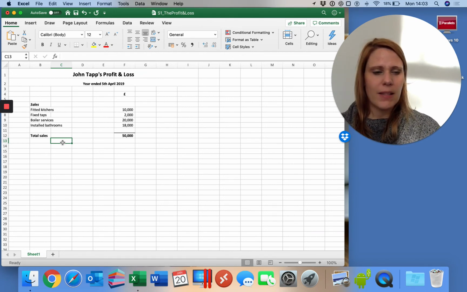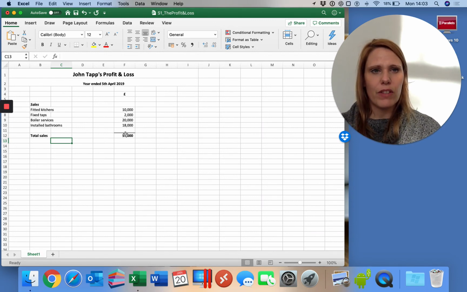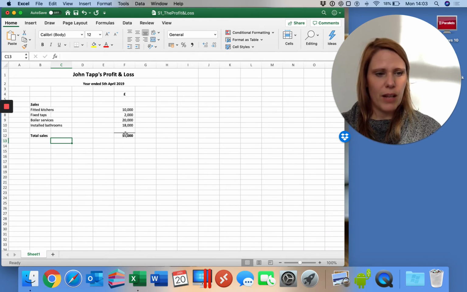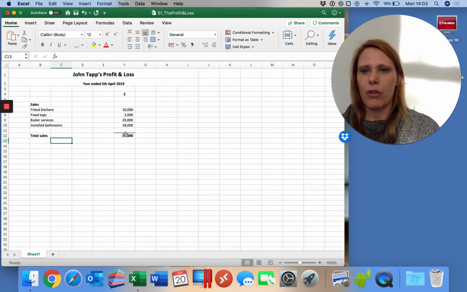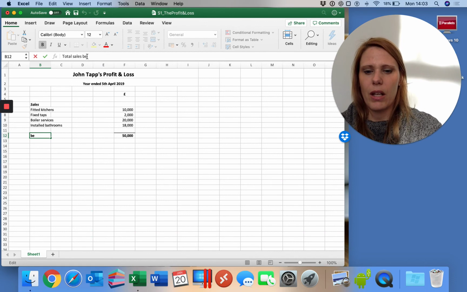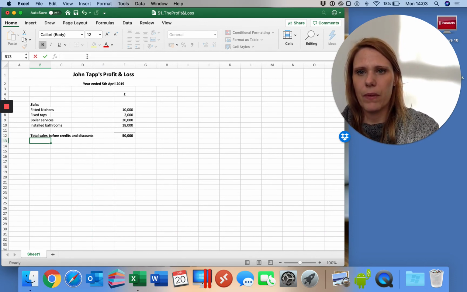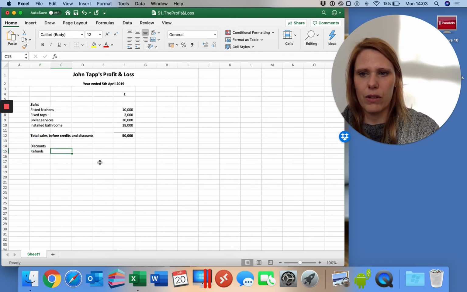So it's important to remember that the total sales that we've got here are the gross sales, so they're before we've deducted anything. Discounts are really important to show in your sales, and also if you've had any credit notes where you've had to refund somebody for something. Okay, so we are going to change this to total sales before credits and discounts, and then we're going to take out some discounts and some refunds.